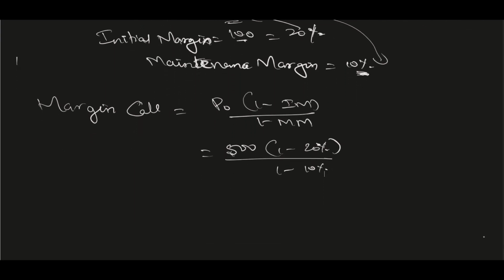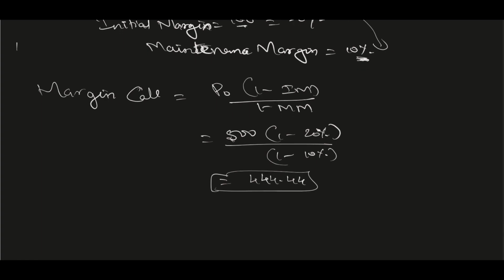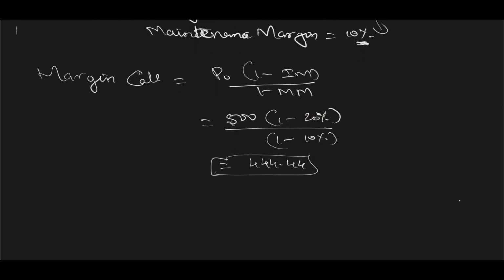If I calculate all this, it will come to 444.44. What does 444.44 mean? When the price comes to 444.44, the trader will have to pay more again, to be in the trade. Let me calculate this further to make it more convincing.